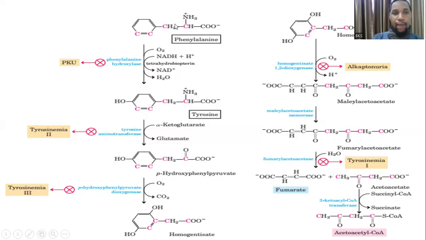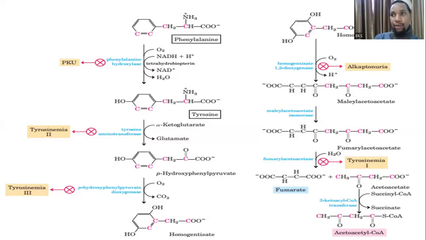So this will become pyruvate. This is the phenyl group. We have phenylpyruvate. So accumulation of this phenylpyruvate, because phenylpyruvate is a keto acid, is why it is called phenylketonuria. So you have accumulation of phenylalanine and phenylpyruvate.